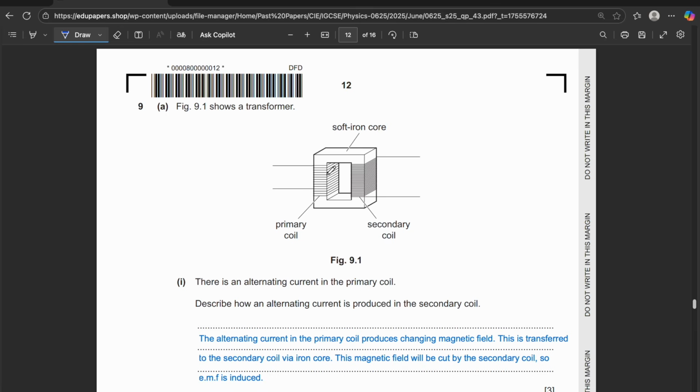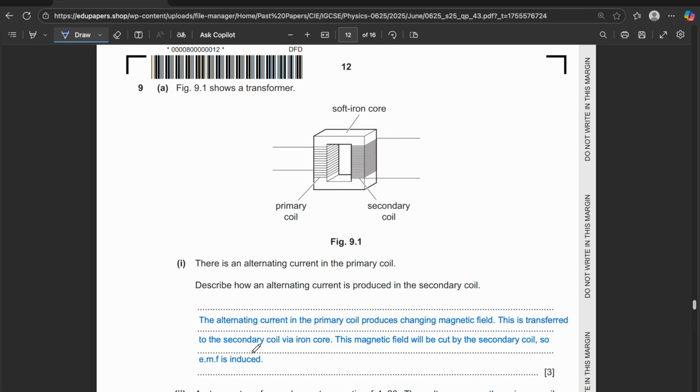So just to give a brief summary, there is an alternating current, and that current is also cut by this primary coil, and the alternating current already produces a change in magnetic field, so this iron core will help to transfer that to this side, secondary coil, and because this coil will cut the magnetic field, it will induce the EMF.